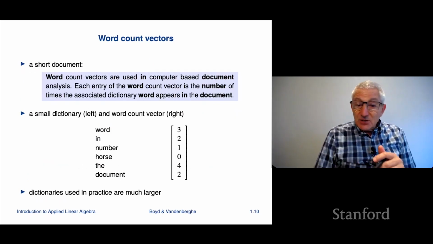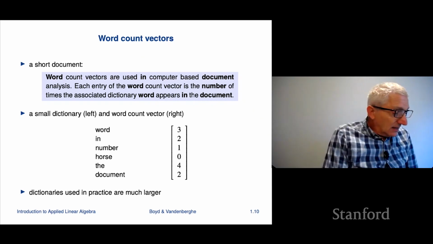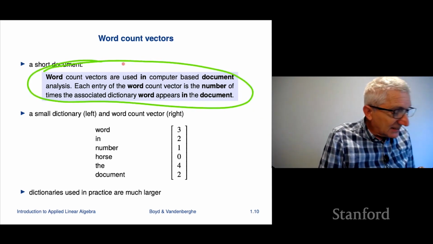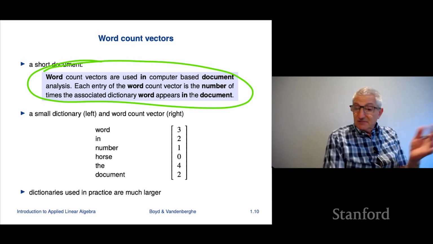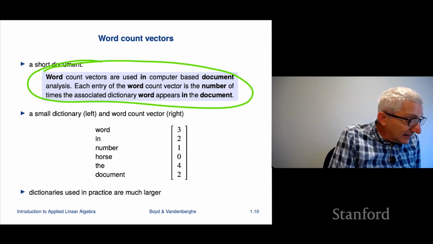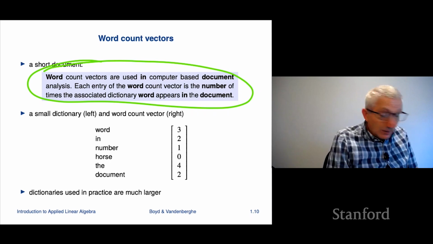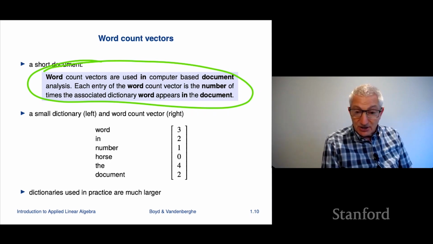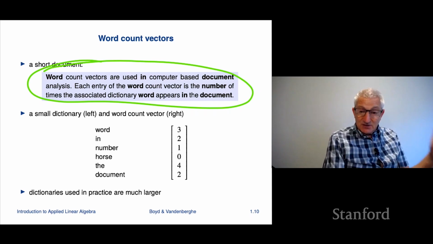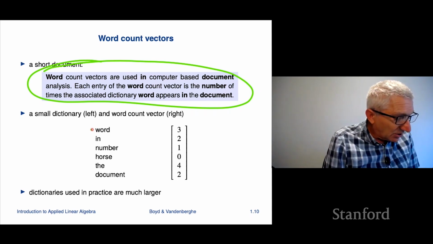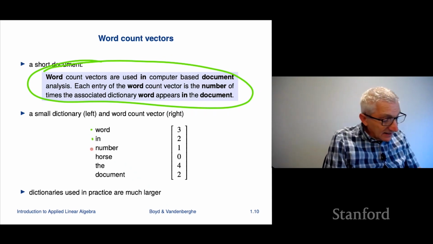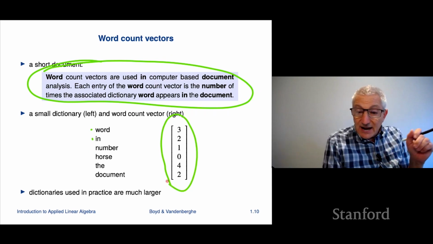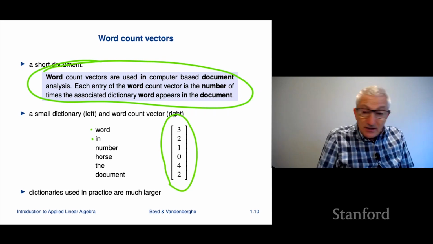So let's look into that in more detail and see how that works. Here's a short document right here. I mean, it doesn't say much. It's actually a snippet of text from the book, and it's got a couple of sentences in it. And here's our dictionary. We have to agree on the dictionary. That's important. You have to say what the dictionary is, and the dictionary is just given by a list of words. So our first word is word. Our second word is in. Our third word is number. Okay, and then that is the word count vector associated with this document using this dictionary.